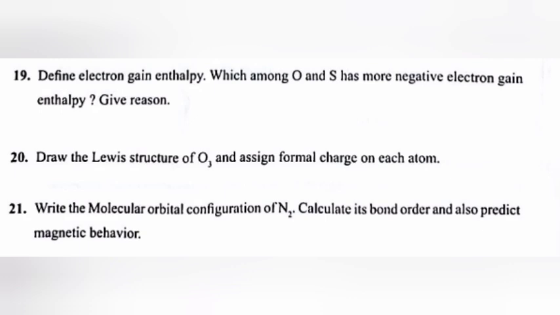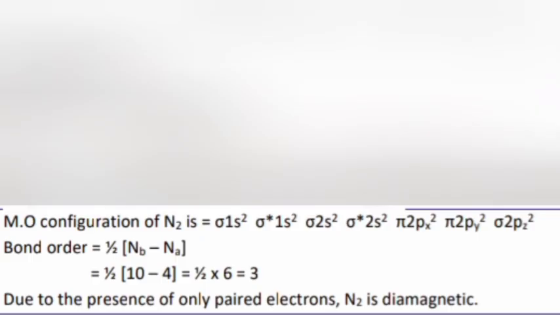21. Write the molecular orbital configuration of N2, calculate its bond order and also predict magnetic behavior. Answer: molecular orbital configuration of N2 is σ1s2, σ*1s2, σ2s2, σ*2s2, π2px2, π2py2, σ2pz2. Bond order is equal to half (Nb − Na) is equal to half × (10 − 4) equal to half × 6 equal to 3. Due to the presence of only paired electrons, N2 is diamagnetic.